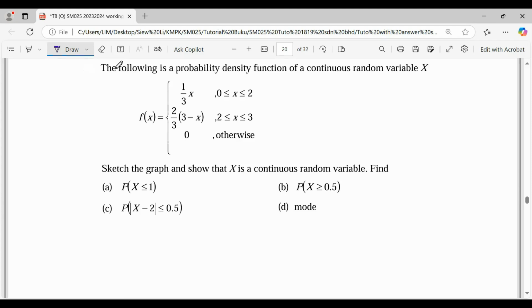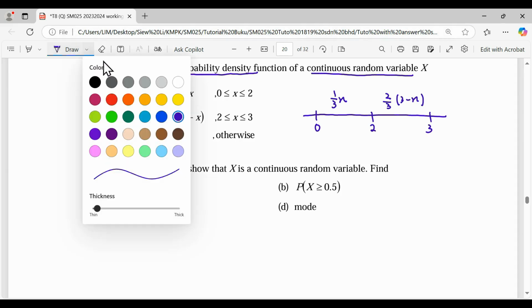Hi everyone. The question given here says the following is a probability density function of a continuous random variable x. When we're dealing with a continuous random variable, we will always use the tool of intervals so that we can visualize the function clearly. We can see our function has intervals 0 to 2 and 2 to 3. For the interval 0 to 2 it is 1 over 3 x, and for 2 to 3 it is 2 over 3, then 3 minus x. So the first question is asking us to draw the graph.